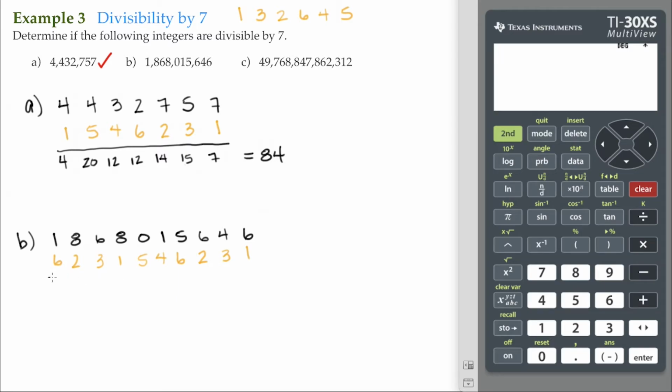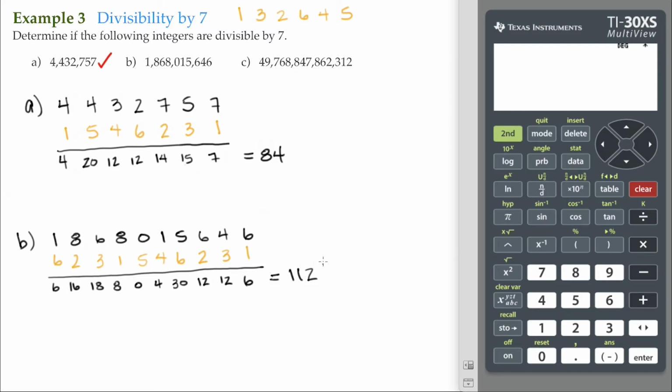We then go ahead and multiply. 1 times 6 is 6. 8 times 2, 16. 6 times 3 is 18. 8 times 1 is 8. 0 and 5, that's 0. 1 times 4, that's 4. Here's 30. 12, 12, and 6. Again, we're going to add all these up. If the sum of these numbers is divisible by 7, then this whole number is divisible by 7. So we're going to add all these up. And it comes out to be 112.